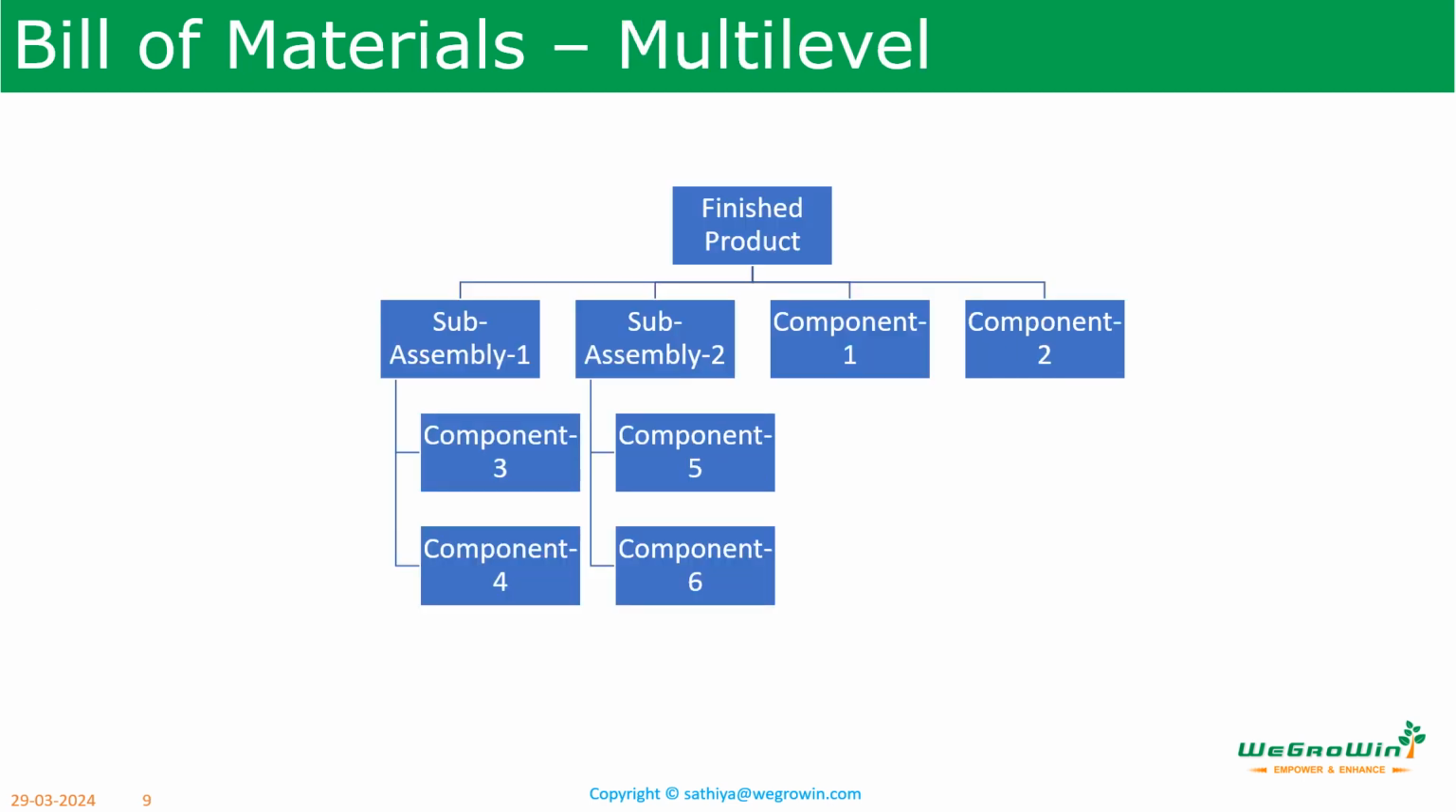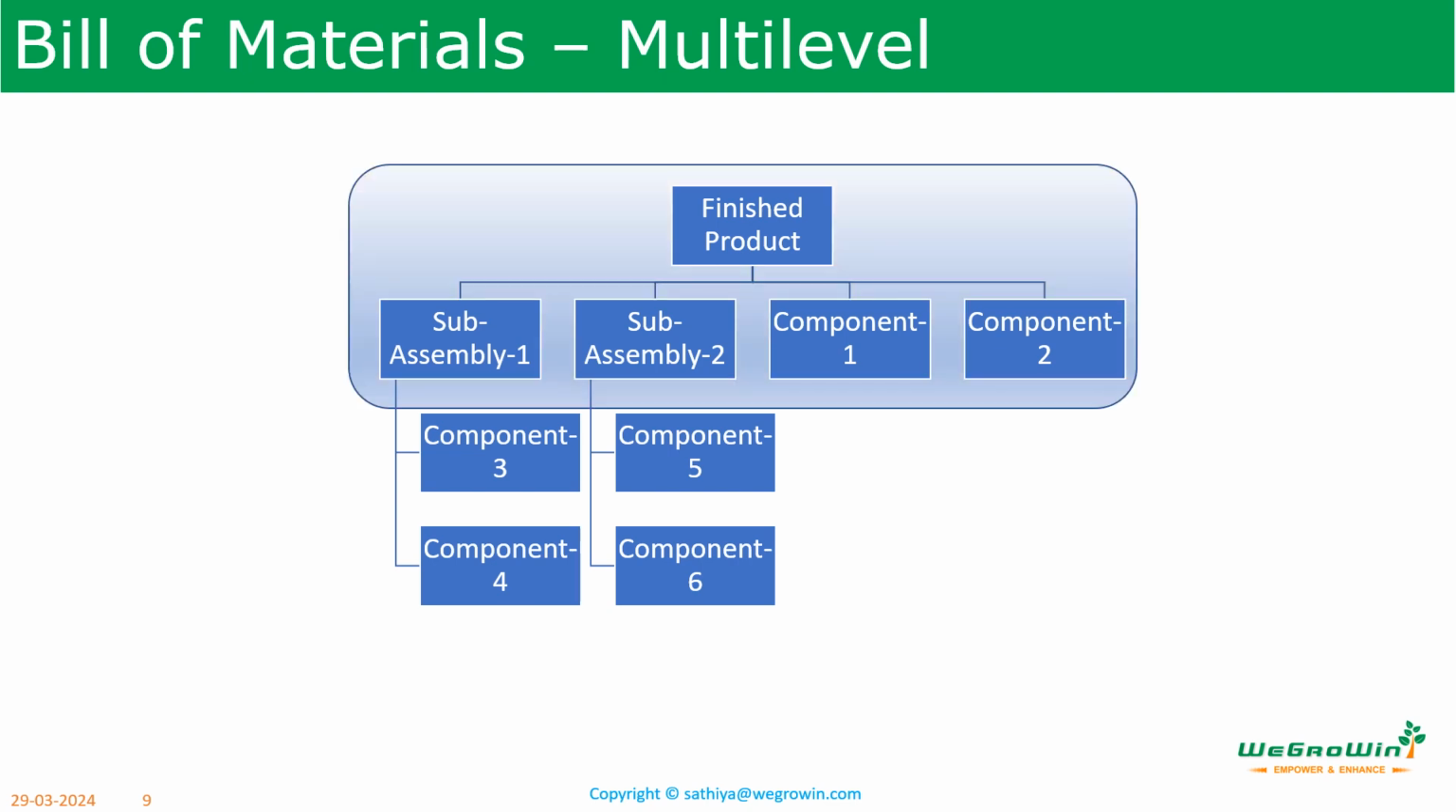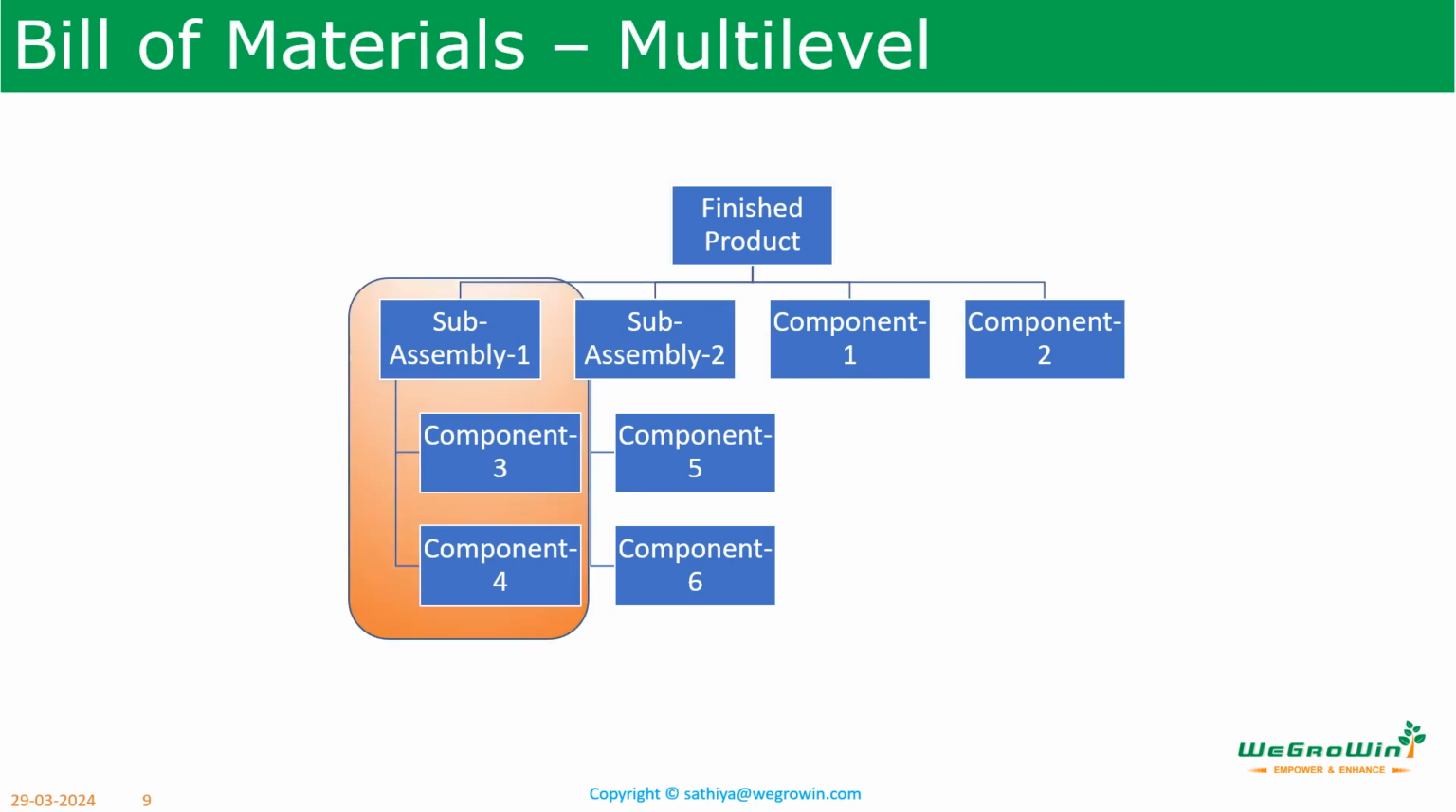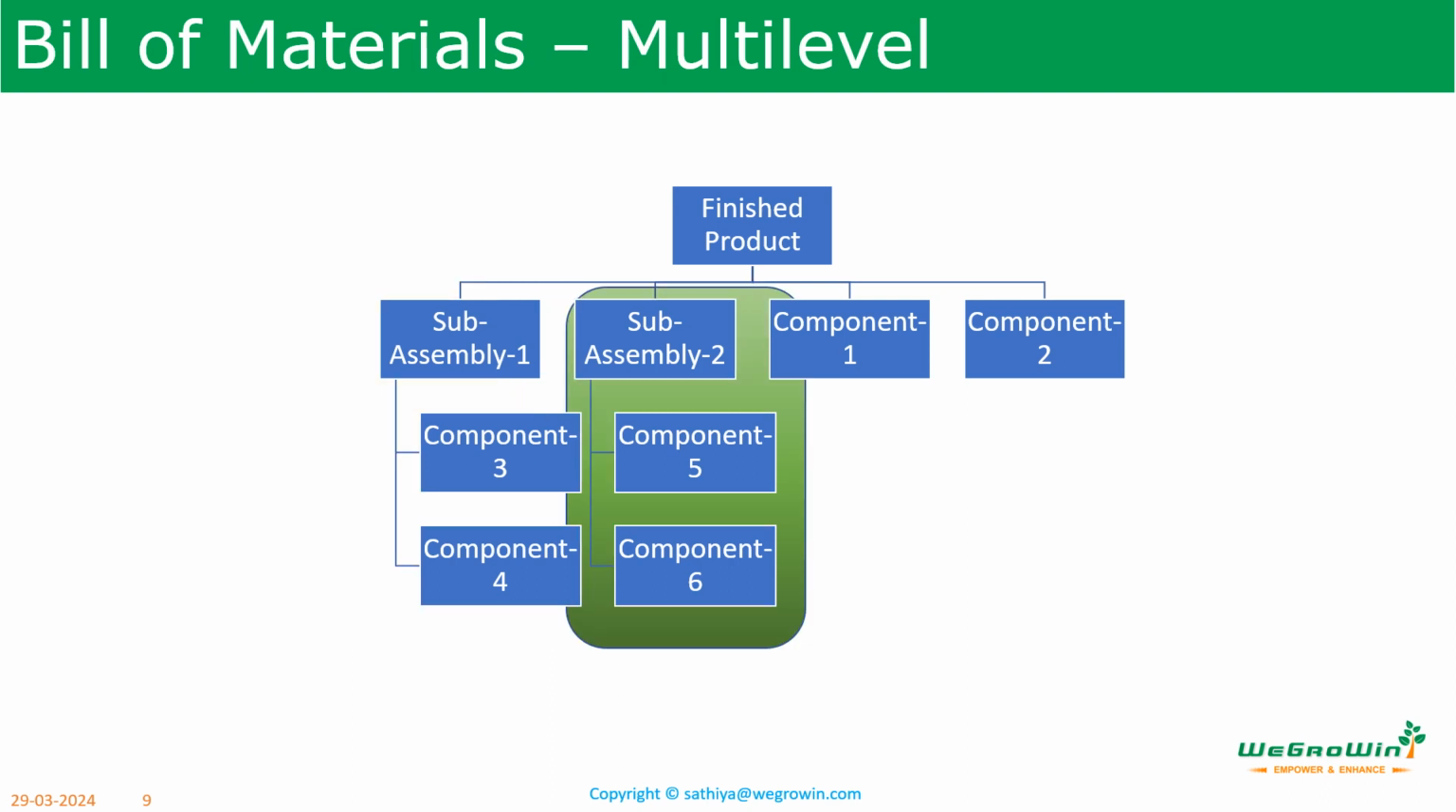Also we have multi-level bill of materials. Continuing from the same example, we have the finished product. To produce the finished product, we need to have subassembly 1, subassembly 2, component 1, component 2. At the same time, to produce subassembly 1, we need to have component 3 and component 4. To produce subassembly 2, we need to have component 5 and component 6. So this is called multi-level.